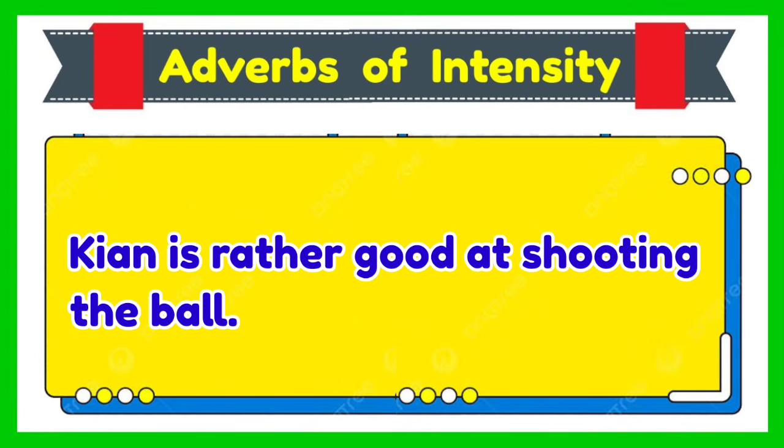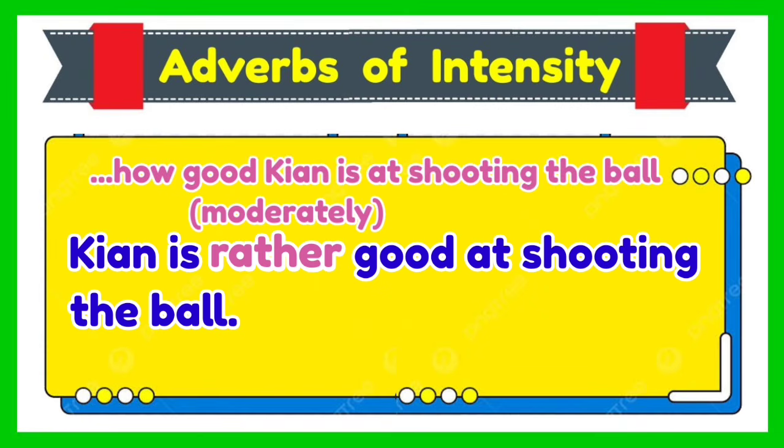Next, Kian is rather good at shooting the ball. The adverb of intensity in this sentence is rather. Rather means moderately. It tells how good Kian is at shooting the ball. And it modifies the adjective good.